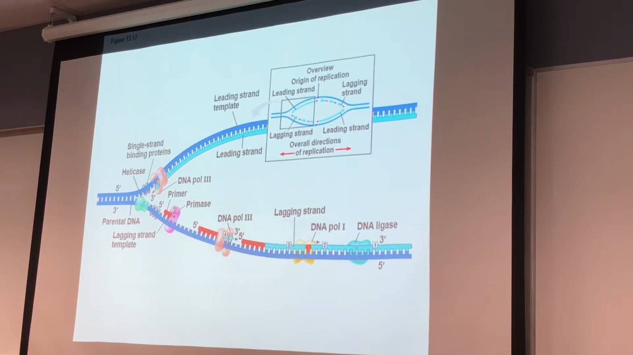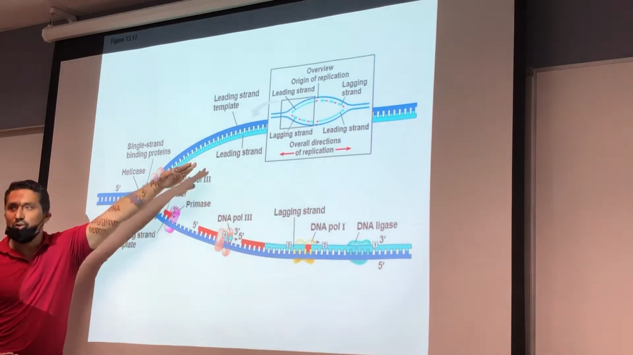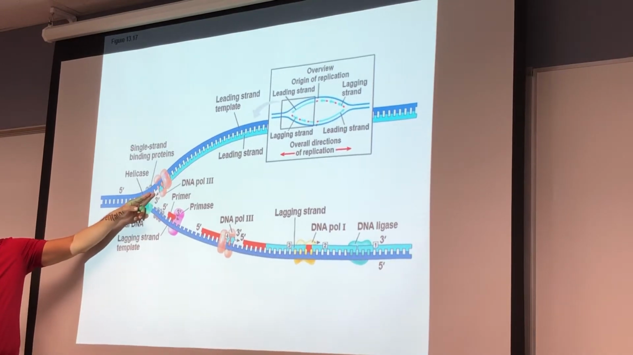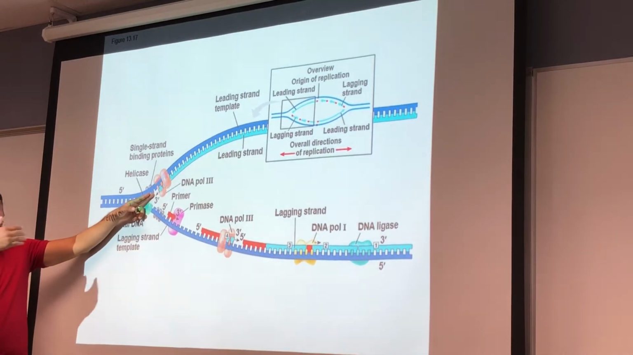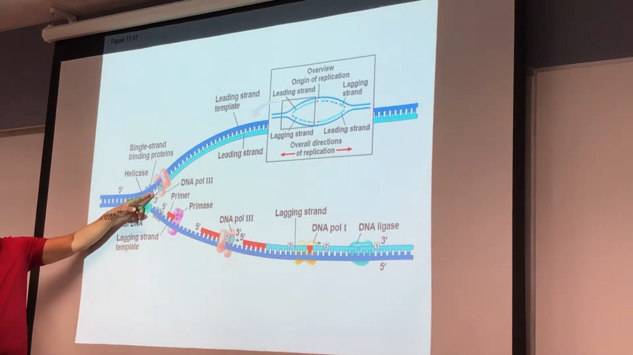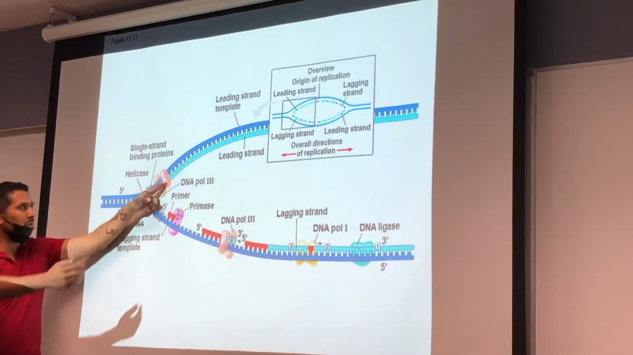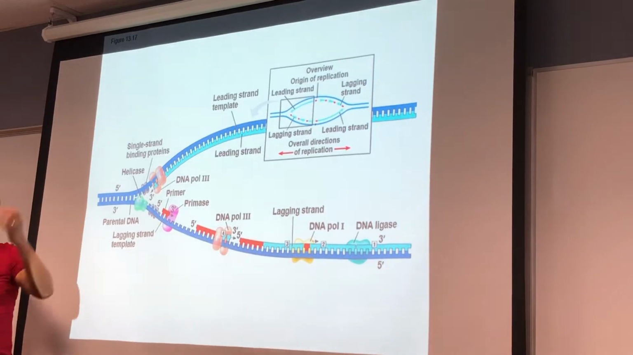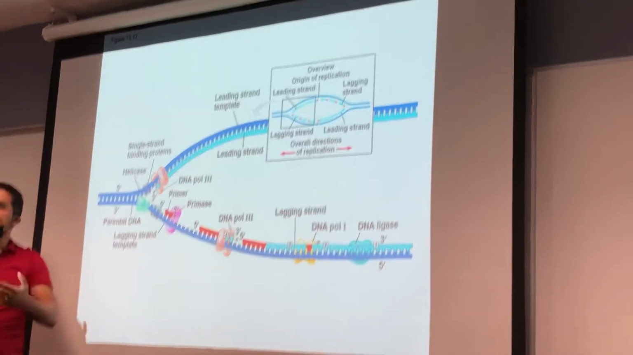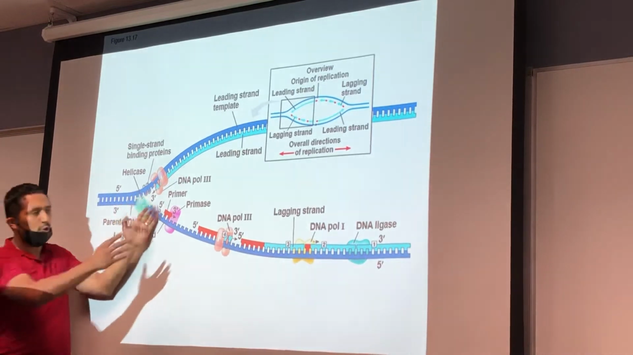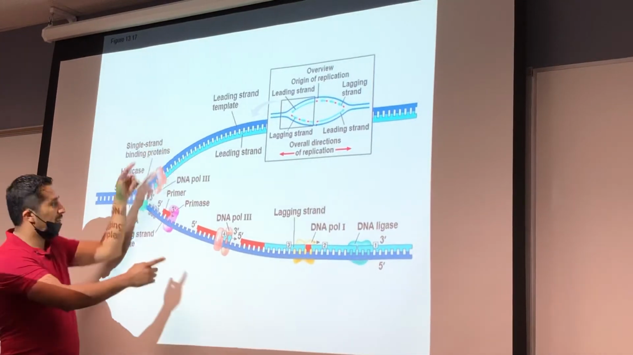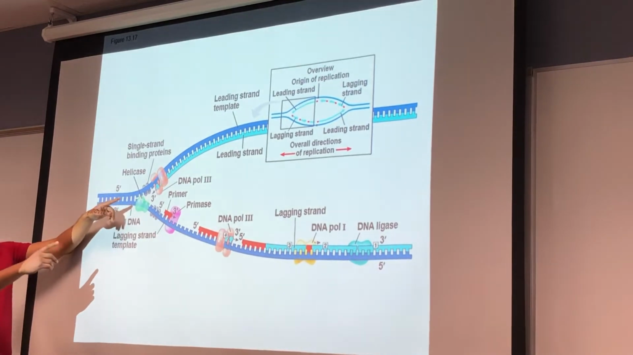Leading, as the name implies, just continues to be elongated by DNA polymerase III. So that's the leading strand. Once the RNA primase is placed in there, it will continue to elongate until it finishes. The lagging strand is like lagging, step by step, creating these Okazaki fragments, because they're going in the opposite direction.